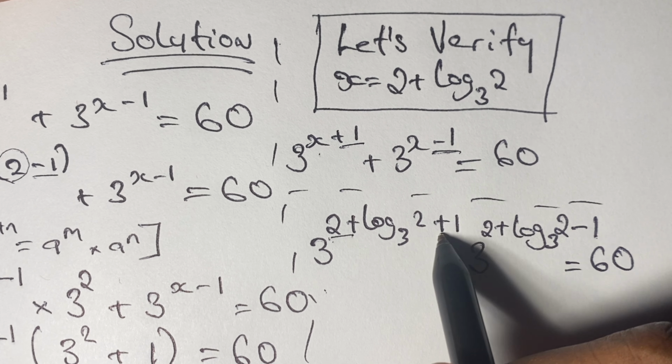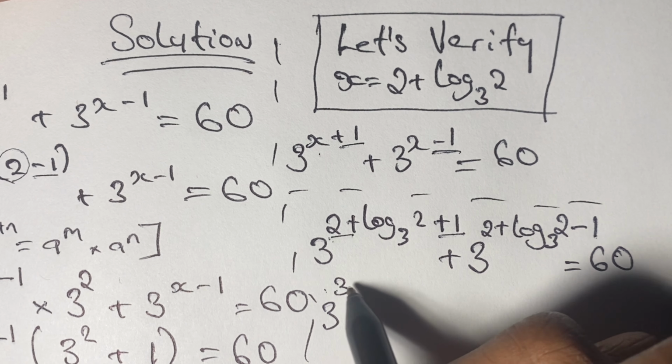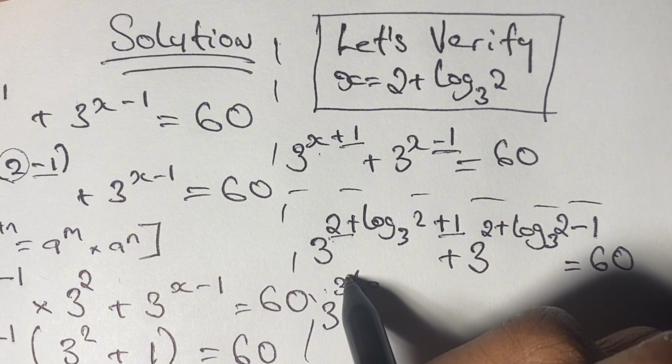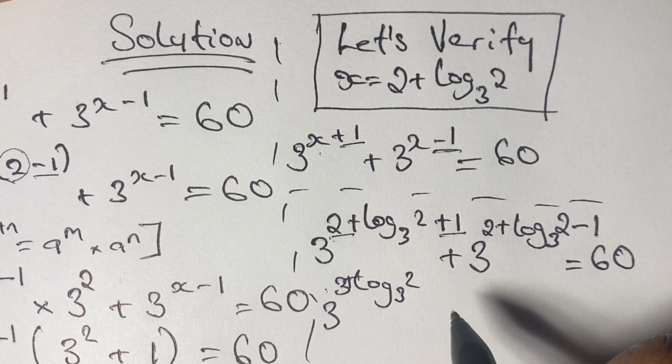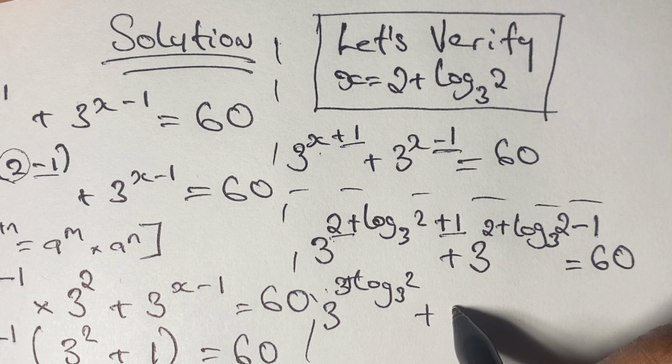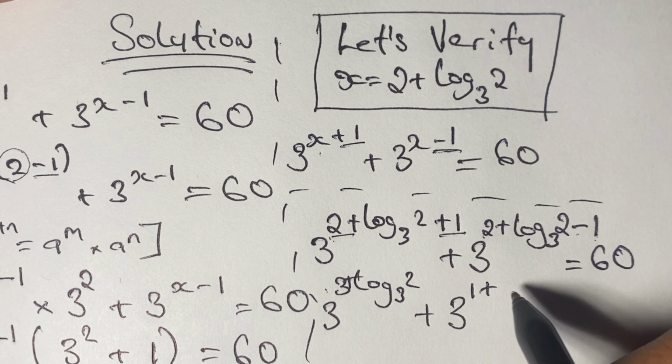Now looking at our index, we can simply simplify by adding the 2 and the 1 together. So we'd have 3 to the power of 3 plus log base 3 of 2. We then move on to 3 to the power of, we add our index again, so we'd have 2 and negative 1, so that's going to be 1 plus log base 3 of 2. And we have all of this again equals 60.